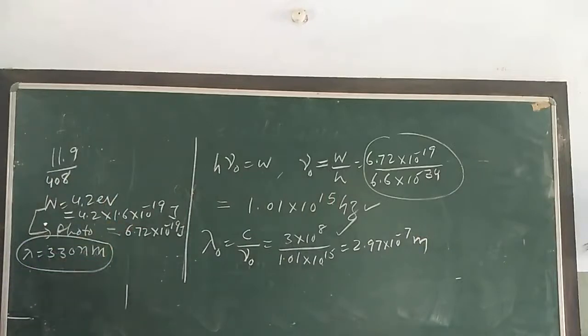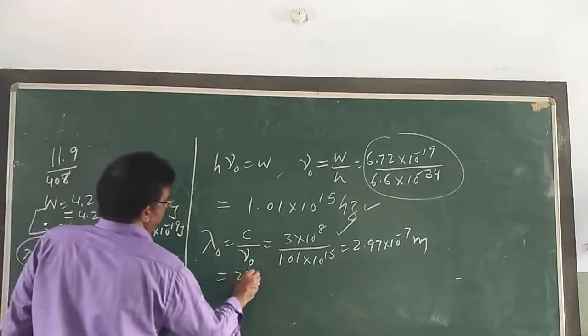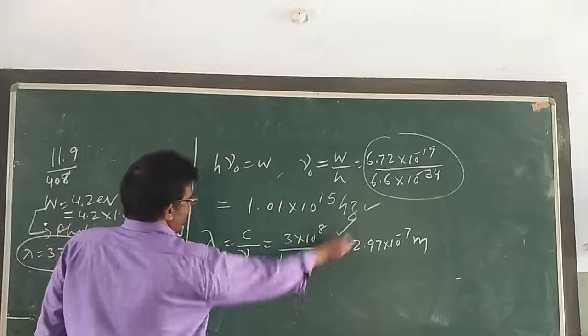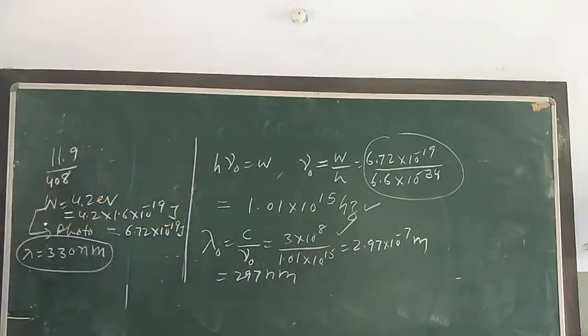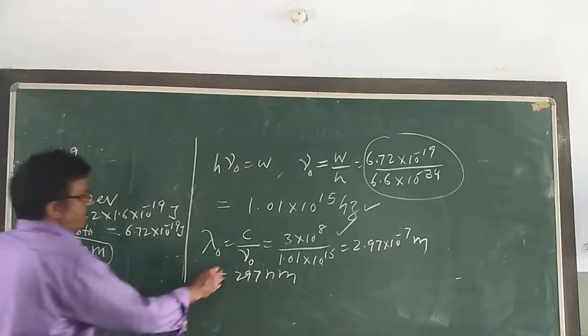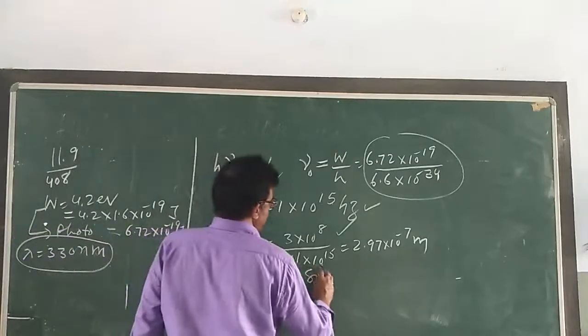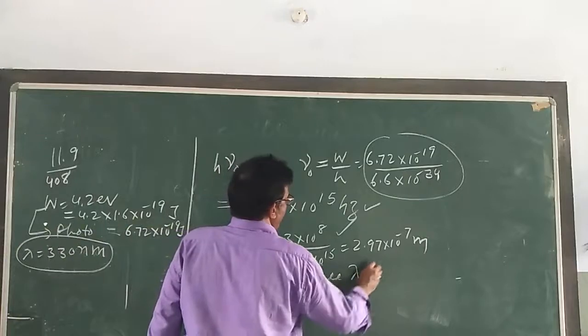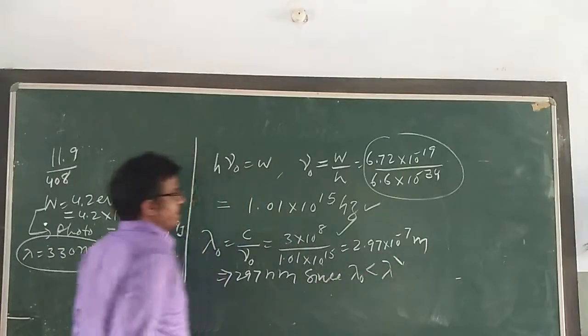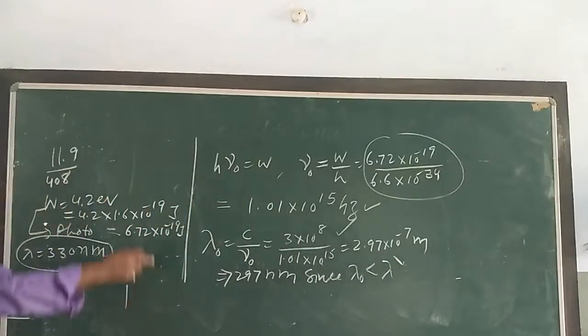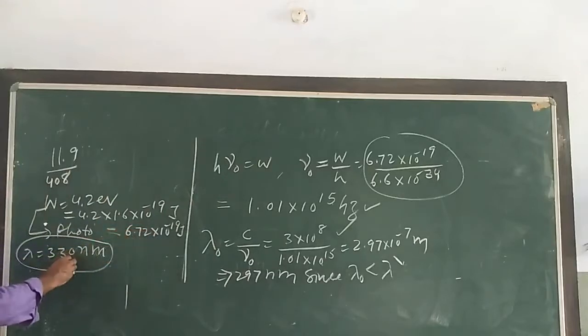2.97 into 10 raised to power minus 7 meter. We have to convert this into nanometer, so you can write 297 nanometer here, because 10 raised to power minus 9 is nano. So we can say here lambda naught is this. What you are observing here is that lambda naught is less than lambda. This lambda naught is less than lambda.